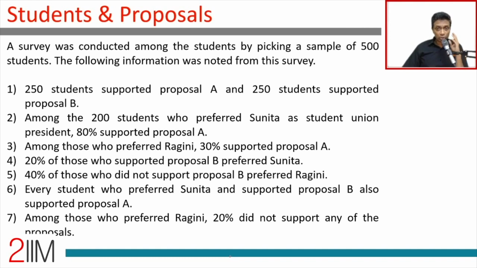A survey was conducted among the students by picking up a sample of 500 students. The following information was noted from the survey. 250 liked A, 250 liked B. Among the 200 who preferred Sunita as student union president, 80% supported A. Among those who preferred Ragini, 30% supported A. 20% of those who supported proposal B preferred Sunita, etc.